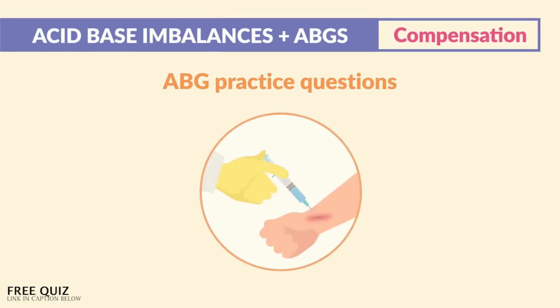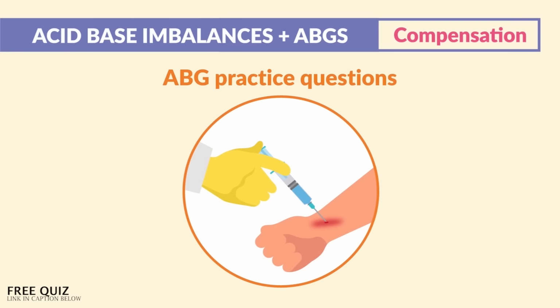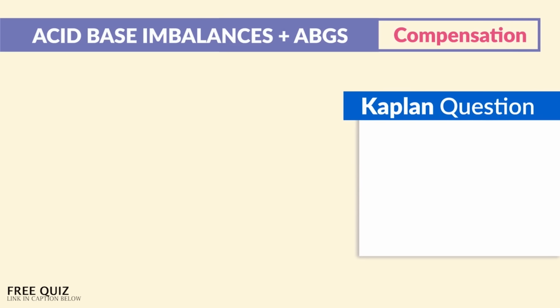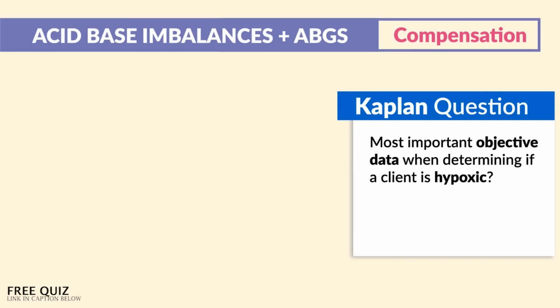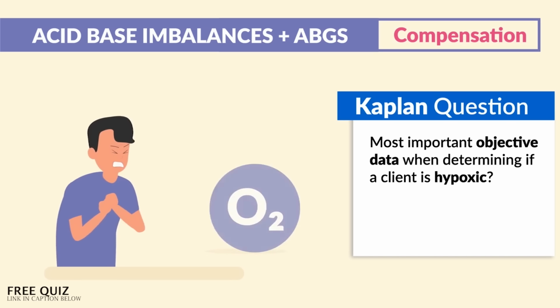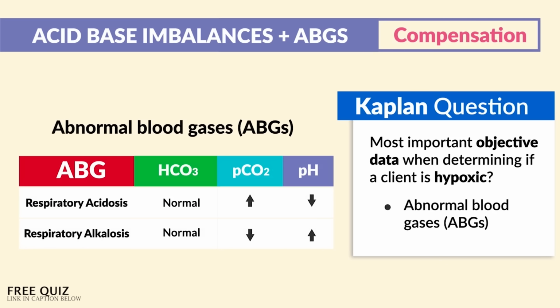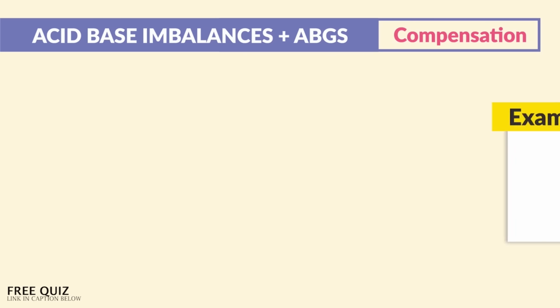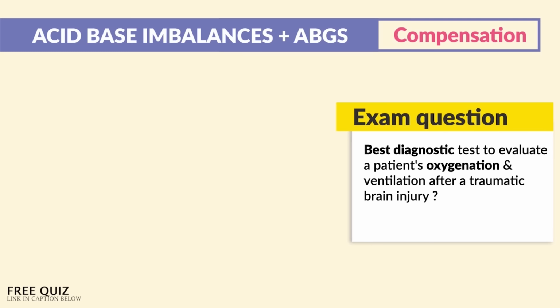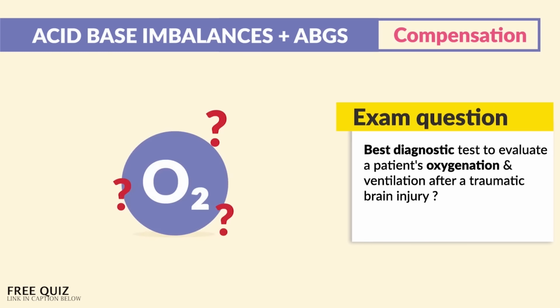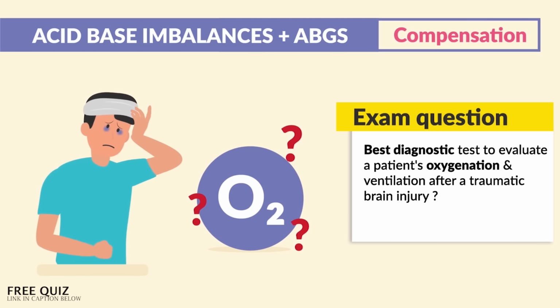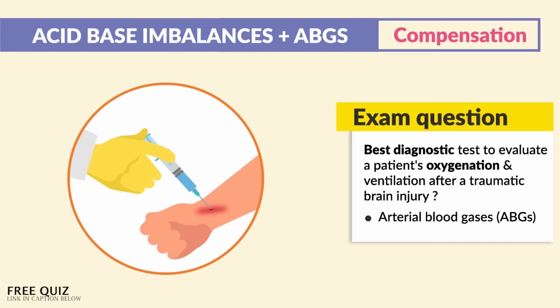Lastly, before we take our ABG practice questions, here are some key points for the ABG itself. So Kaplan mentions, what is the most important objective data when determining if a client is hypoxic? And the correct answer was abnormal blood gases. Yes, this is the most accurate way to determine oxygenation of the body. And a common exam question asks the best diagnostic test to evaluate a patient's oxygenation, key term there, and ventilation after a traumatic brain injury. Correct answer, arterial blood gases. I would write that one down because these came up a lot.